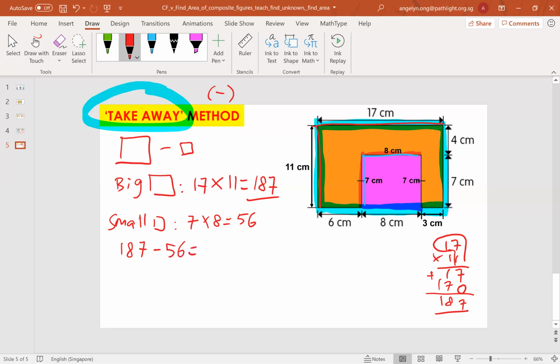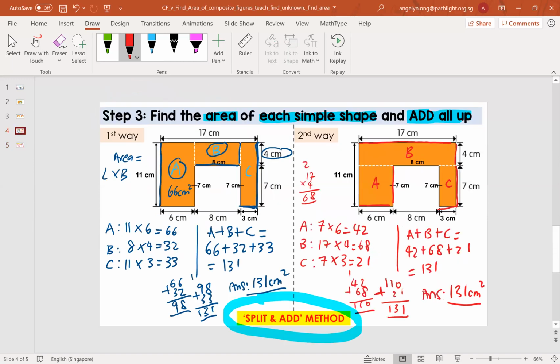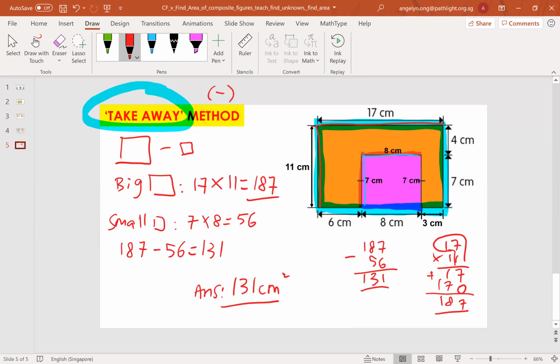What will I get? So 7 minus 6 is 1, 8 minus 5 is 3, 1 minus 1 is 1. I get 131. And look, my answer is still 131 square centimeters. So either way, if you use the takeaway method or the split and add method, you will get the same answer. So it depends on which one suits you better.